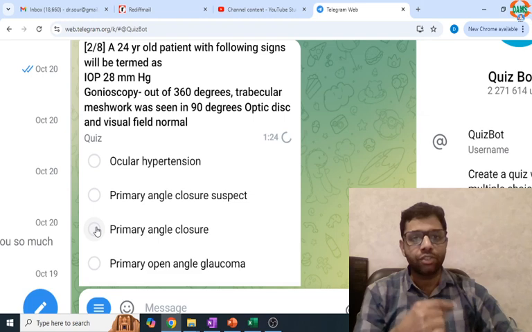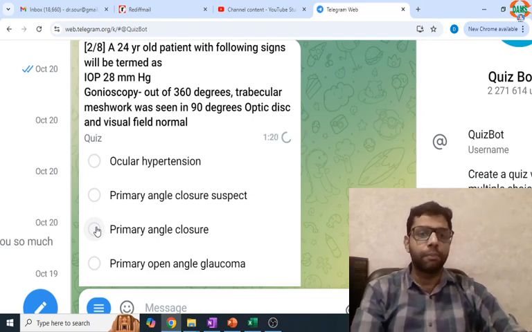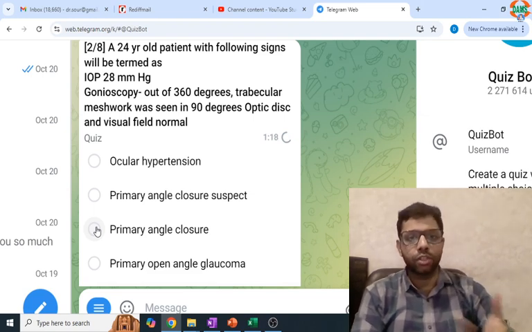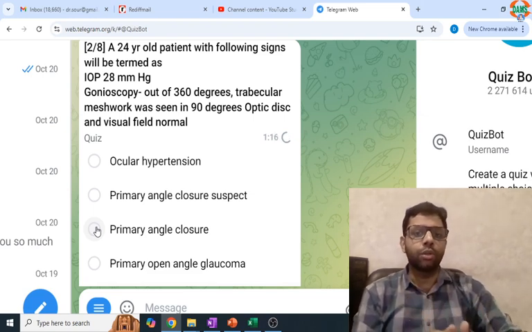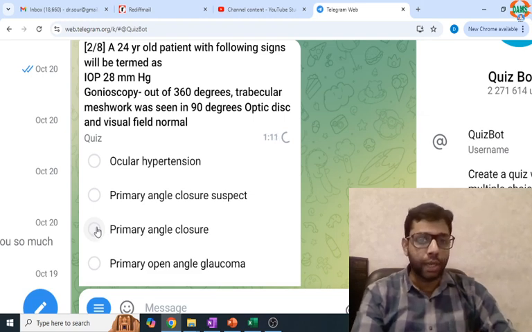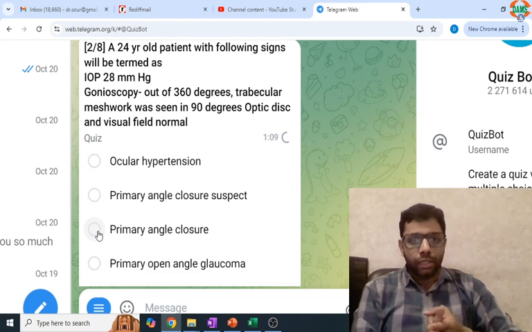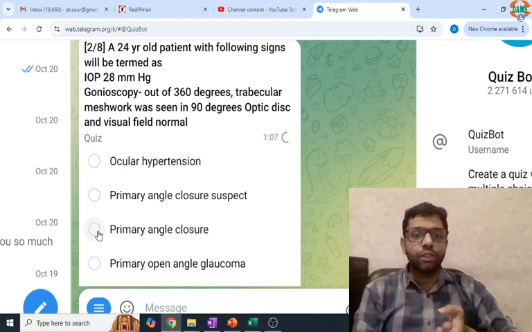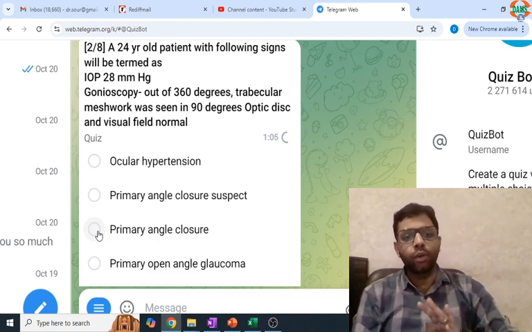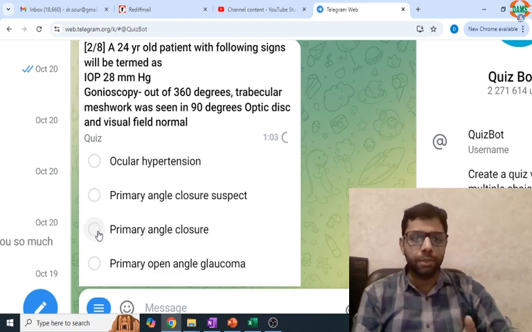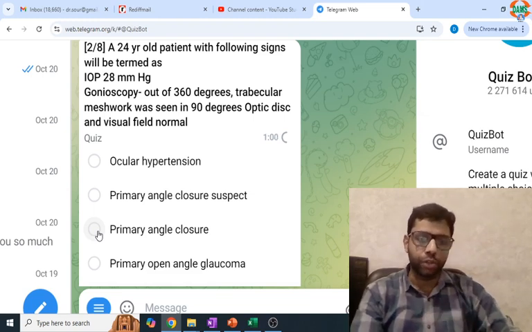If the optic disc has changes in open and closed angle glaucoma, then it's PACG. PACS means everything is normal, pressure is normal, only the angle is occludable, optic disc is normal. So three definitions in the open angle spectrum: ocular hypertension, POAG, and normal tension glaucoma. And three in the closed angle spectrum: PACS, PAC, PACG. A very, very important question for the PG exam.